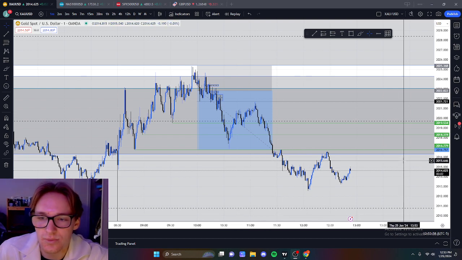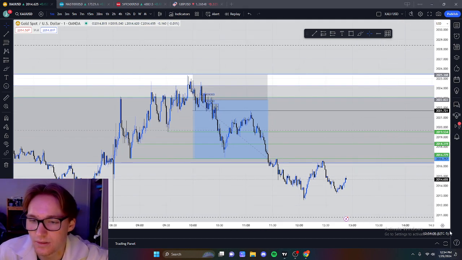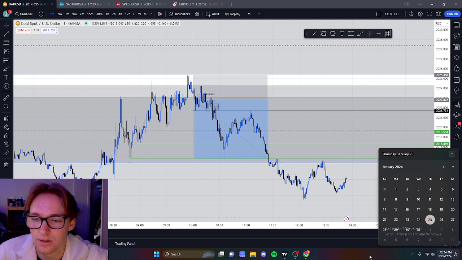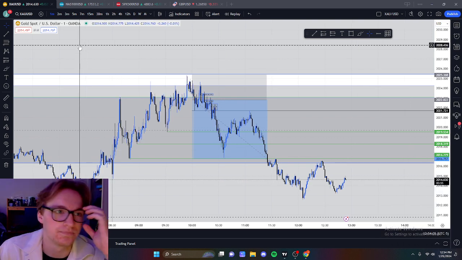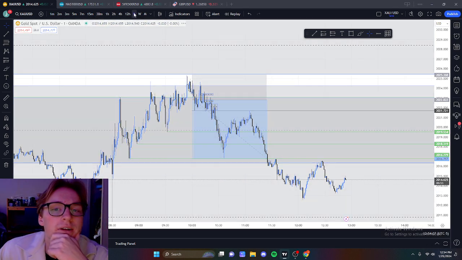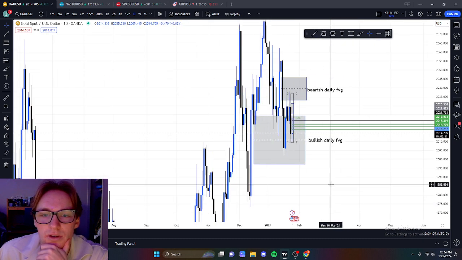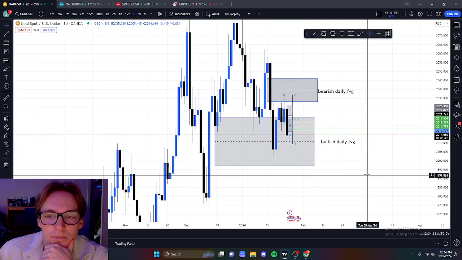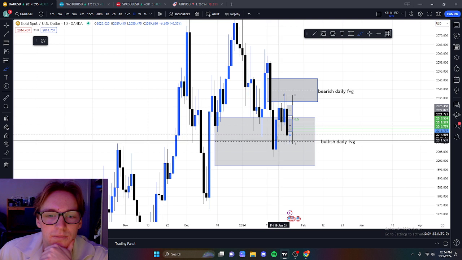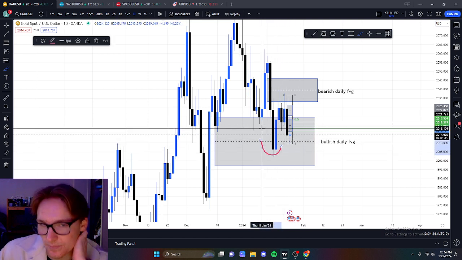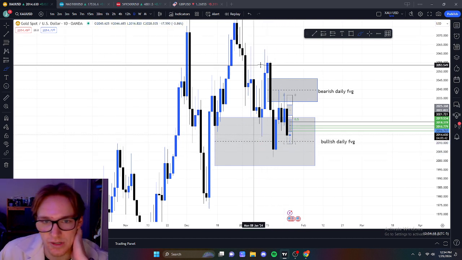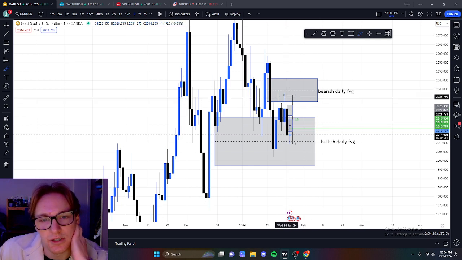We took this trade on gold this morning. It is Thursday, January 25th. When we look at our daily bias, we saw that price had come into this bullish daily fair value gap, filled at 50%, and then we saw a retracement back up into this bearish daily fair value gap.